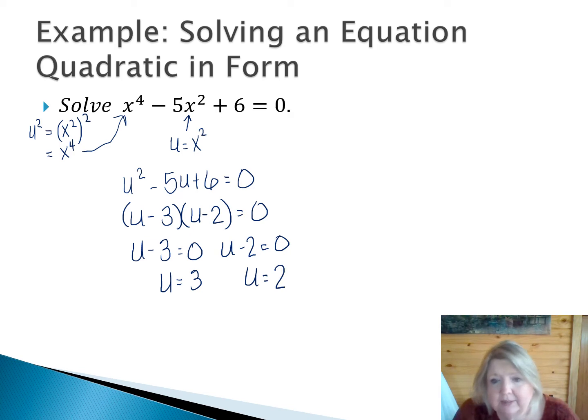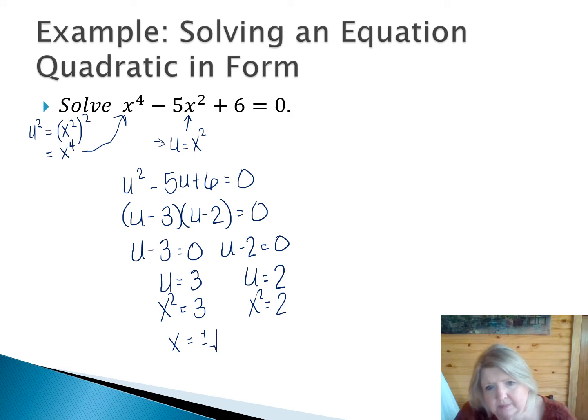Do not let that be your answer, though, because look back to the initial equation. There was no such thing as a u. We made that up and substituted it in. So now I'll go back and resubstitute. I know that u is x squared. So I put my x squared back in. And I've got two simple equations. I'm going to take positive and negative square root of both sides. And I end up with 4 possible answers to a 4th degree polynomial.